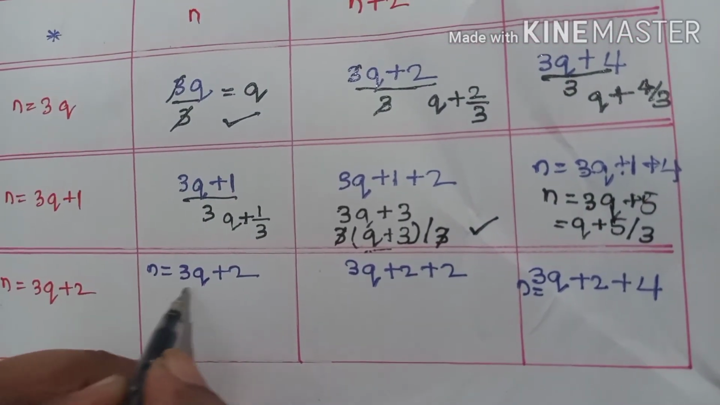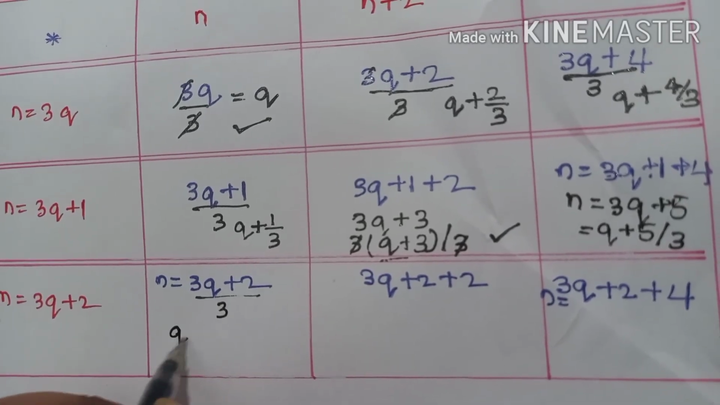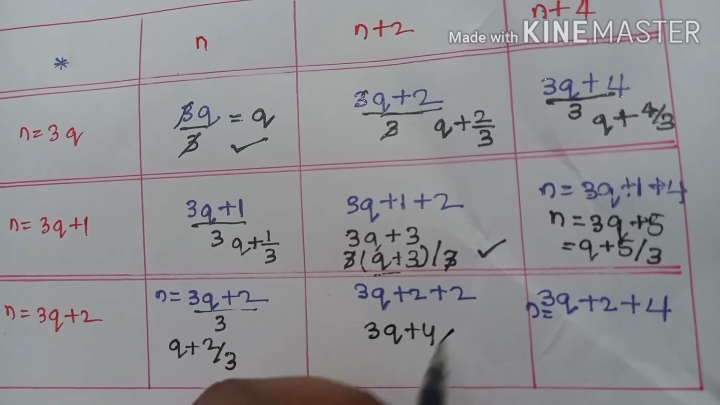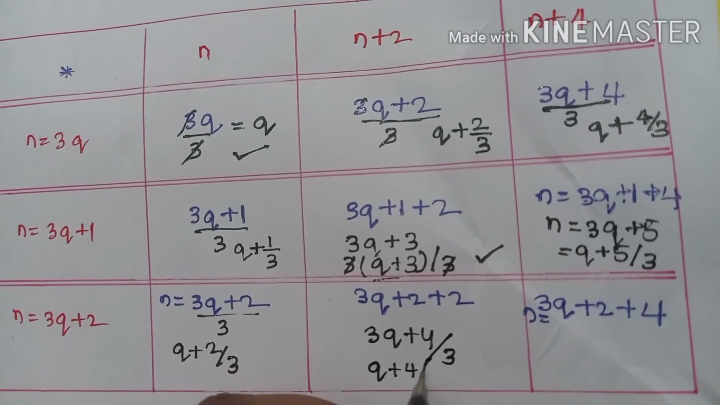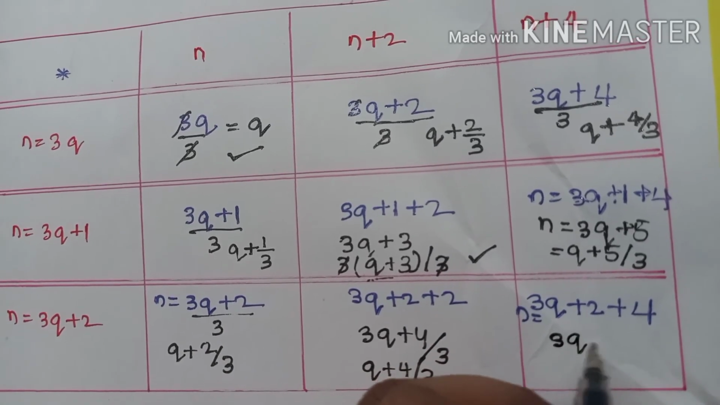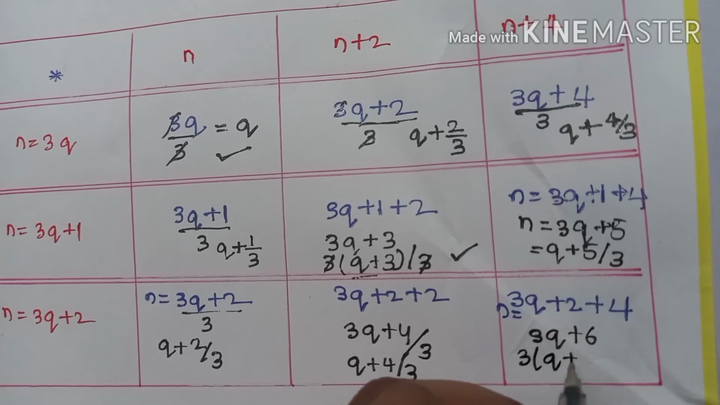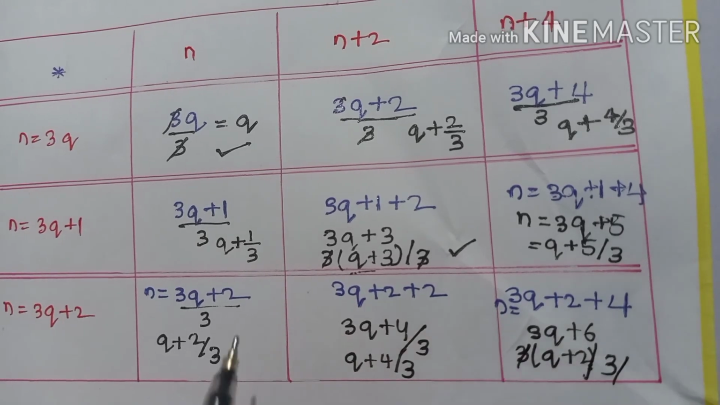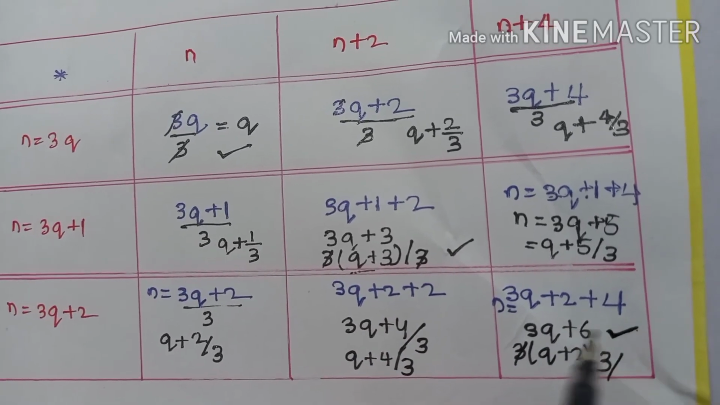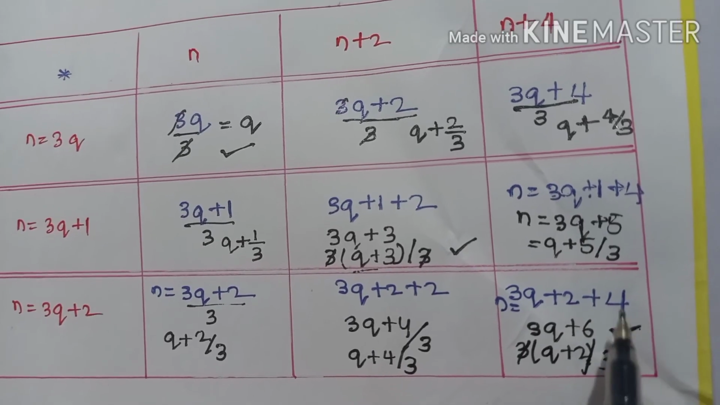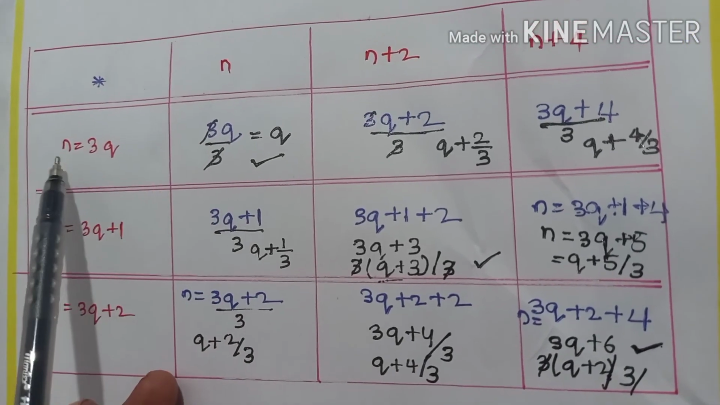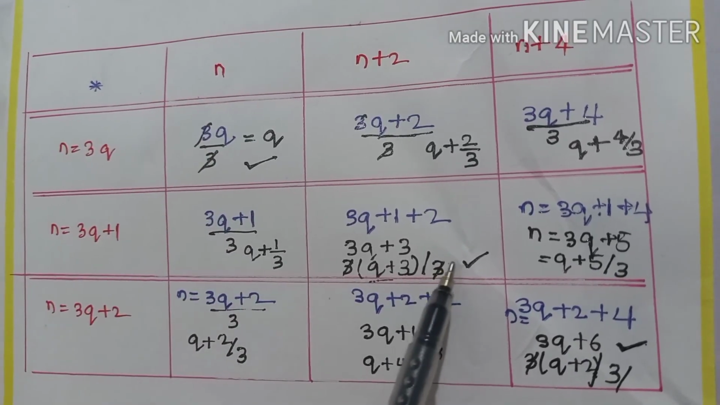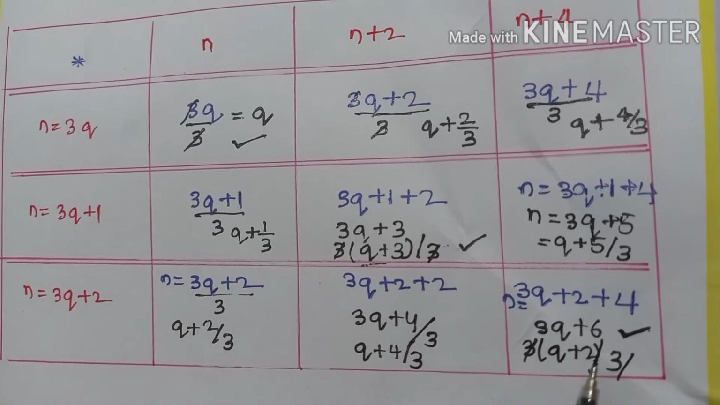And in the third set, dividing by 3, we are left with q plus 2 by 3. Here, 3q plus 4 divided by 3 leaves q plus 4 by 3. And next case, 3q plus 6. Taking 3 common, q plus 2, which is divisible by 3. So in the third case it is divisible by 3. So when we take n equal to 3q, in the first case it is divisible, and 3q plus 1 in the second case it is divisible, and n equal to 3q plus 2 in the third case it is divisible.